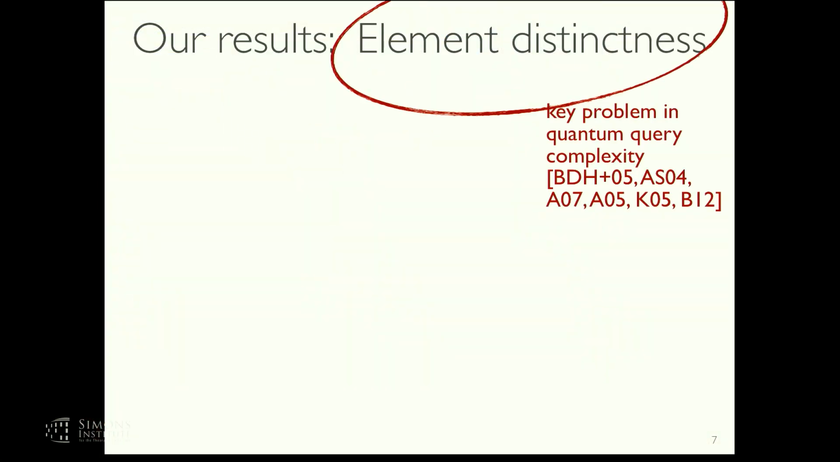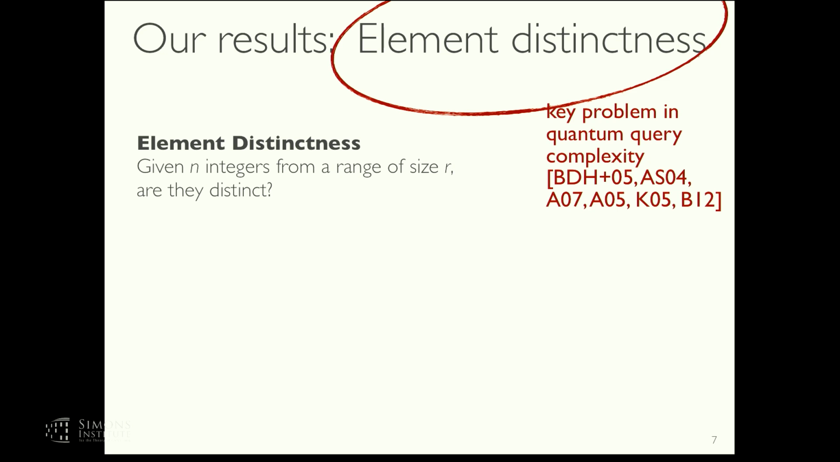The next function we'll look at is element distinctness. That really is the key one, perhaps the most studied problem in quantum query complexity, other than search. So there's been a lot of work on this problem. The problem is, given n integers from a range of size r, determine whether the integers are pairwise distinct.